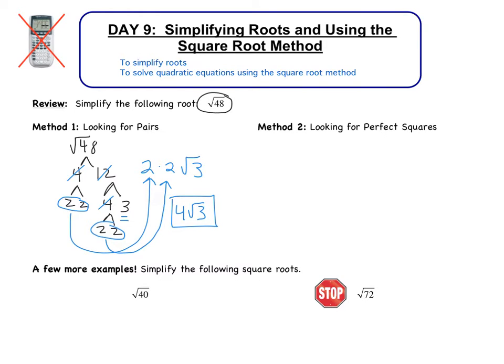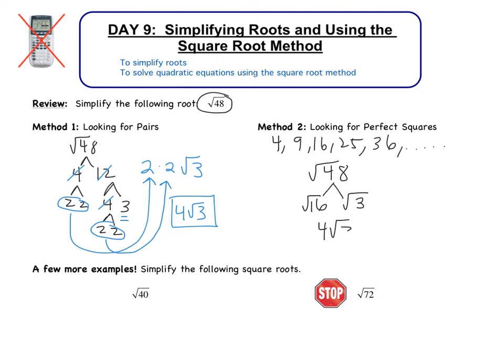Second method is to look for perfect squares. So your perfect squares are going to be 4, 9, 16, 25, 36, etc. So if I look at the square root of 48, the largest perfect square that 48 is divisible by is 16. So I have the square root of 16 times the square root of 3 will give me 48. The square root of 16 is 4, and then I can't break down root 3. So this gives us 4 root 3. You're going to notice with either method you still end up with the same answer.